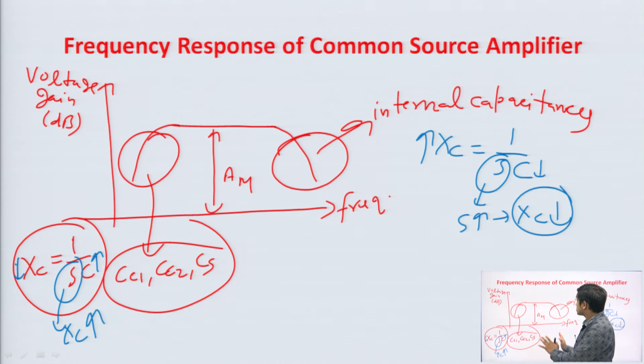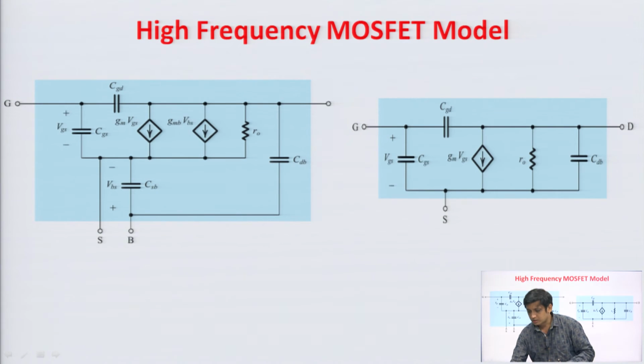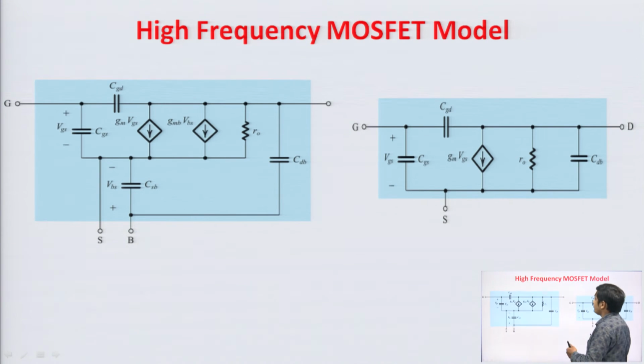This is just the introduction of the frequency response, that is, the voltage gain in dB versus frequency. This is called the frequency response of the common source amplifier. Now, see, this is your high frequency MOSFET model.